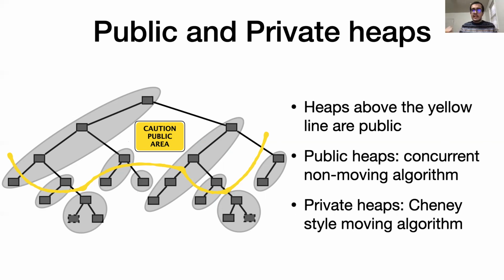The heaps below the yellow line are private. No other processors access their data. So we can use a Cheney style moving algorithm because it is generally better for locality and fragmentation. This is merely an optimization that is done for fragmentation reasons. This separation between public and private is dynamic. It changes as the computation evolves. The same heap could be private to begin with and then turn public after a fork because its children are now in different bubbles.